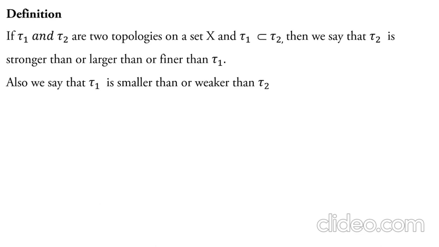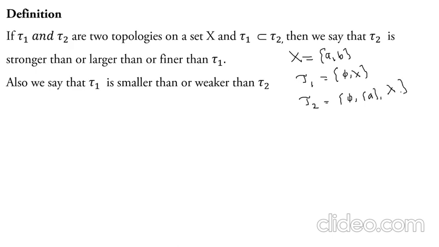Move on to the next definition. If tau1 and tau2 are topologies on a set X and tau1 is a subset of tau2, for example, let X equal to the set {A, B}, then we can define four topologies. Tau1 is the trivial topology, the empty set and the whole set. Tau2 is the empty set, the singleton set {A} and the whole set. Tau3 is nothing but the empty set, the whole set and the singleton set {B}. And finally tau4, consisting of the empty set, the whole set, the singleton set {A} and the singleton set {B}.